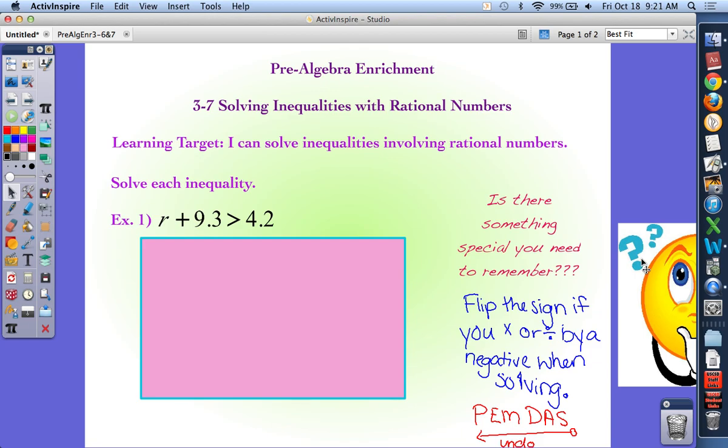I also put my little PEMDAS undoing up there. Remember that when we're solving an equation, when there's more than one step to do, we want to undo order of operations. So if you see multiplication and subtraction, you should undo subtraction first.